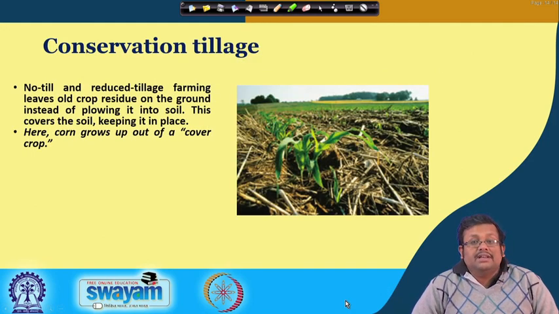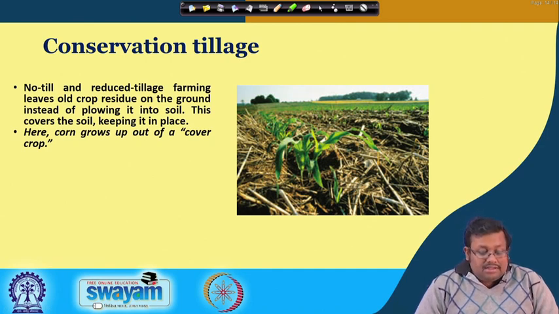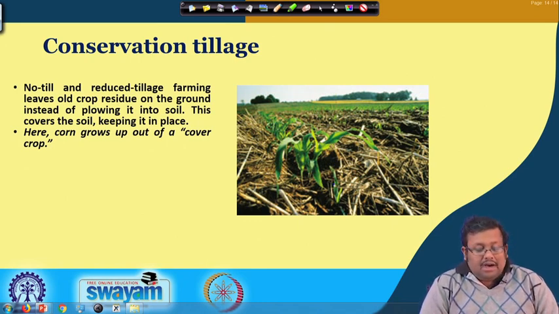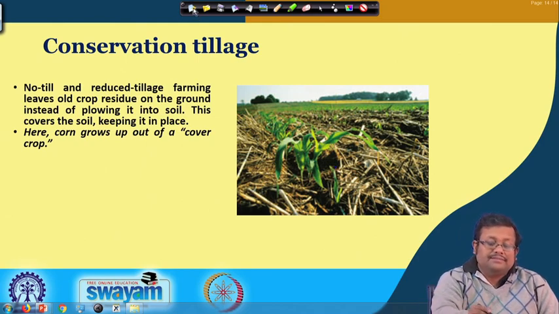And conservation tillage, we will be discussing in detail. There are no tillage and reduced tillage farming, which leave old crop residues on the ground instead of plowing them into the soil, and this covers the soil, keeping it in place. So here you can see corn plants growing out of a cover crop. So this is an example of conservation tillage.